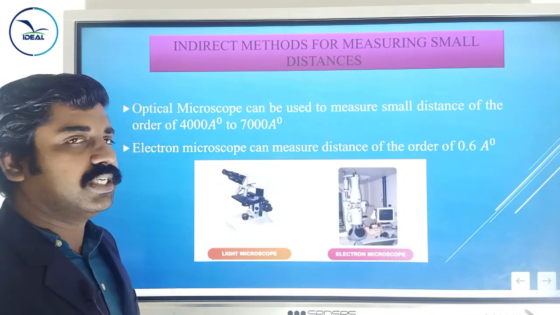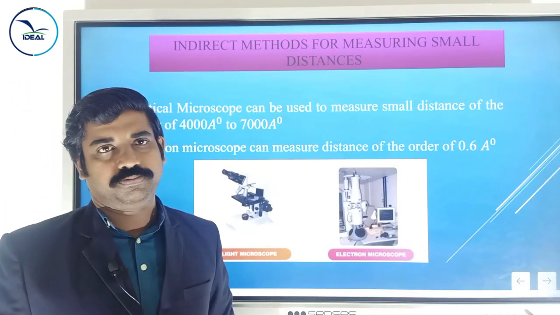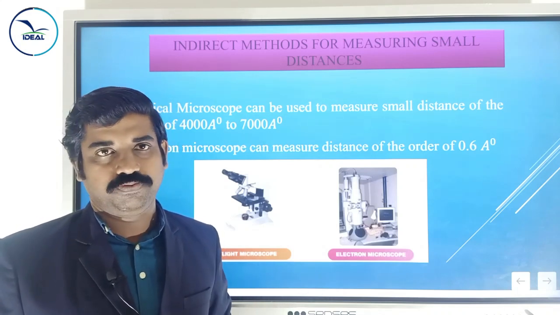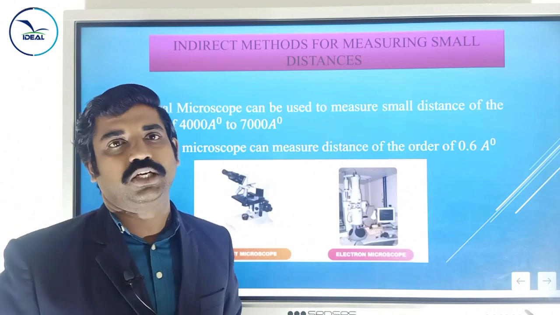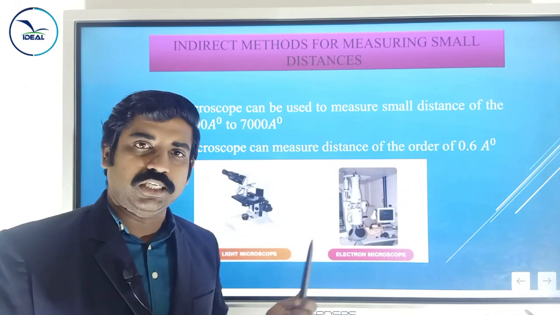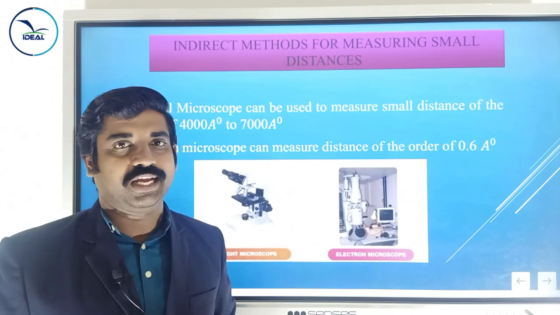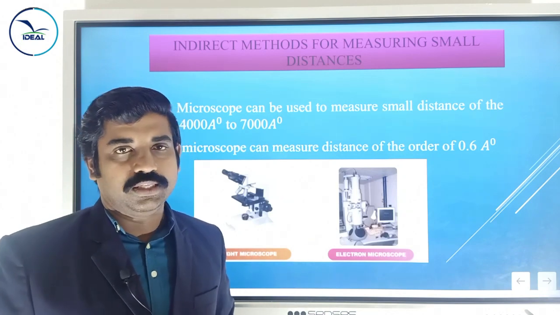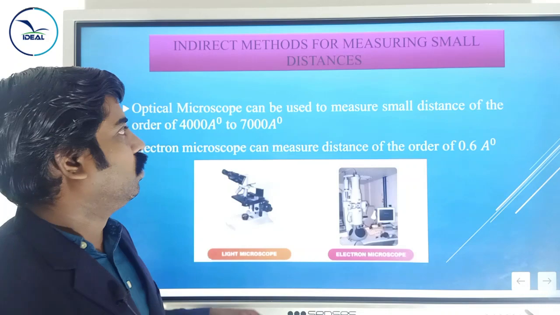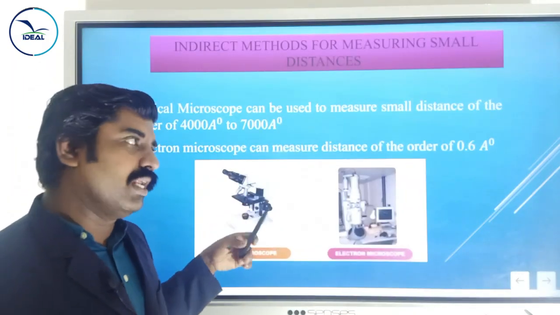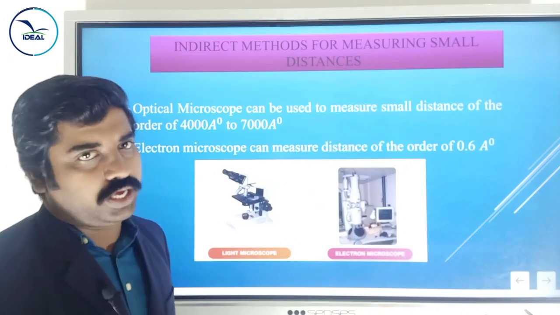Apart from this, there are many methods: the Avogadro method, thin film method, like that. Or by using a laser also we can find the smallest distance, meaning the size of a particle. These are the methods we can use. So you want to know these two methods very well, and the others, just read them.